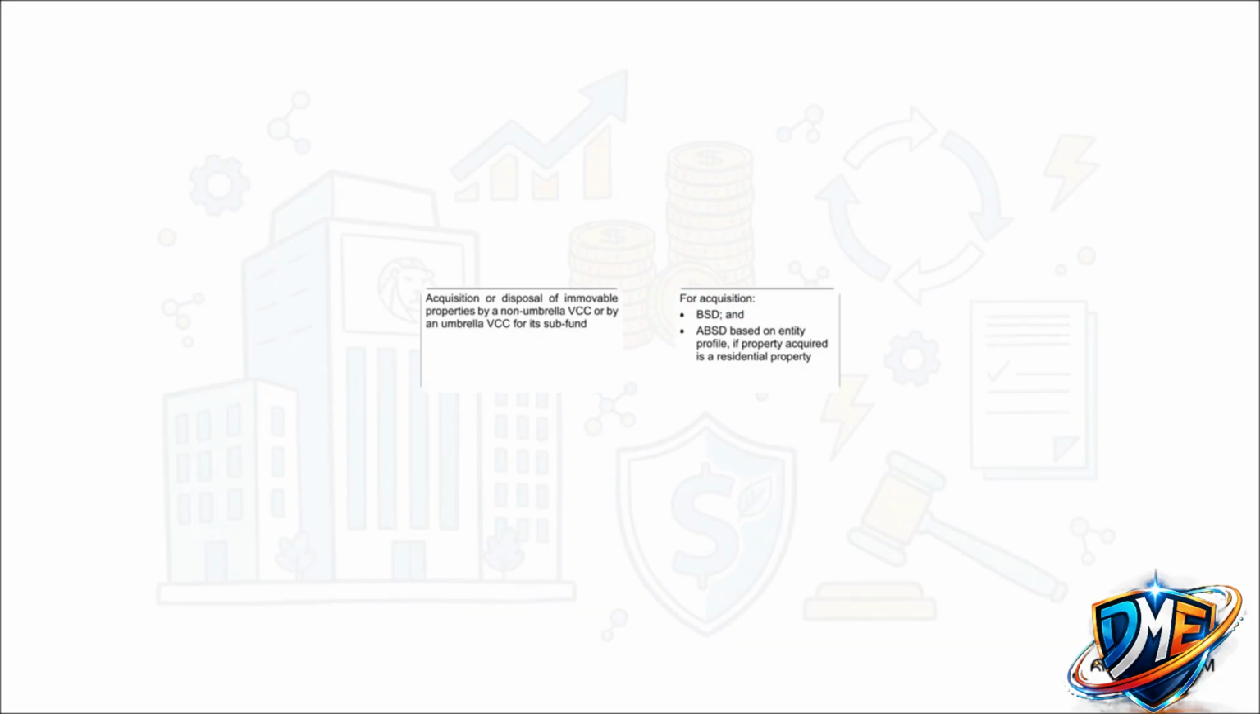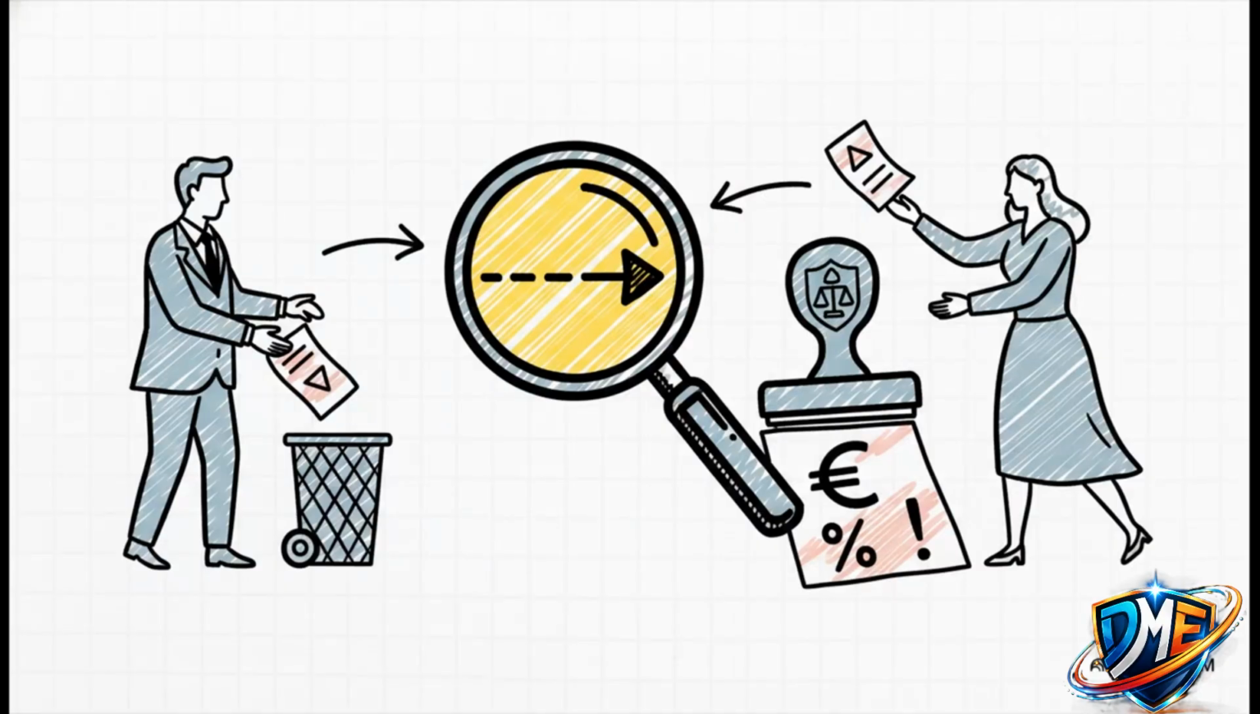If a subfund acquires residential property, standard buyer's stamp duty and potentially additional buyer's stamp duty, depending on the entity's profile, absolutely apply. A final stamp duty watch-out here relates to shares. Generally speaking, if a VCC simply cancels or issues shares, there's no share duty. However, if you try to get clever and use the cancellation of shares from one investor and the reissuance of new shares to a different investor as a sort of backdoor method to transfer ownership, yeah, the tax authority is going to see right through it. Under Section 33 of the Stamp Duties Act, this will be legally treated as a transfer of shares and share duty will be charged accordingly. So definitely don't try to outsmart the system there.